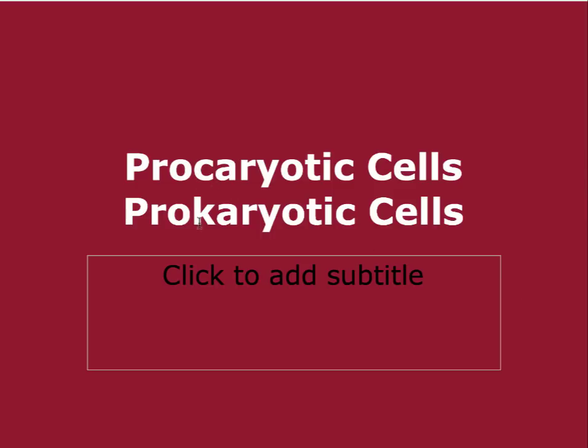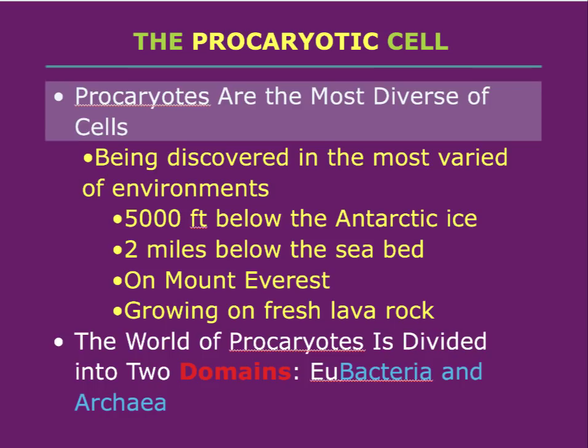Just as a reminder, the spelling for prokaryotic can be with a C or a K, depending on which textbook is being utilized. So the prototypical prokaryotic cells are very diverse. They come in various shapes and sizes, and they are the most diversely dispersed life forms on the planet.